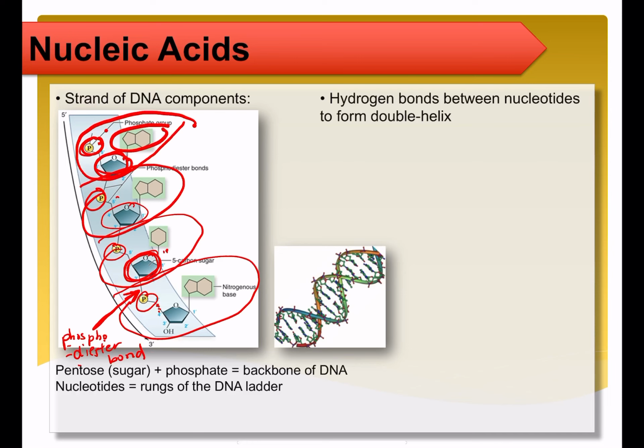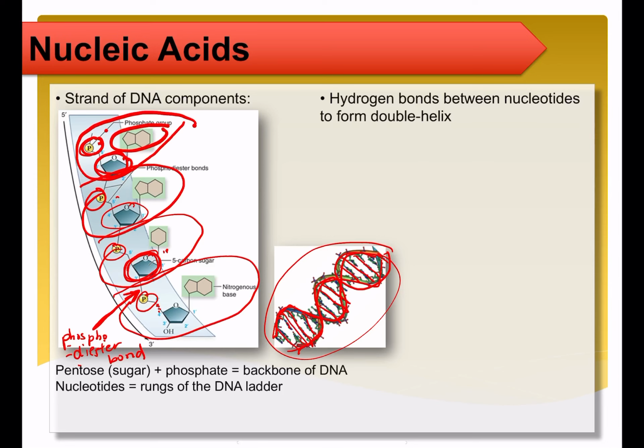Remember, DNA kind of looks like this. One strand going this way and one strand going this way to form your double helix. So the backbone here is what we're talking about, formed by phosphate and pentose sugar group. In the middle of the helix, these are the rungs of the ladder, formed by interaction of the nitrogenous bases of the nucleotides that are next to each other.